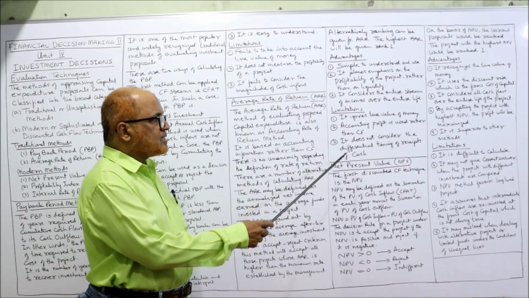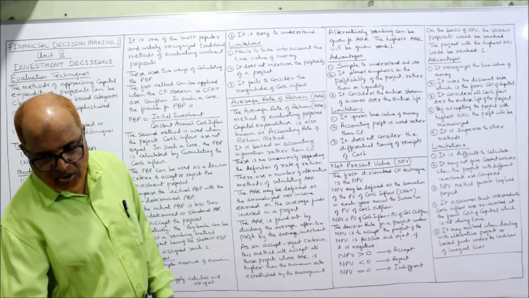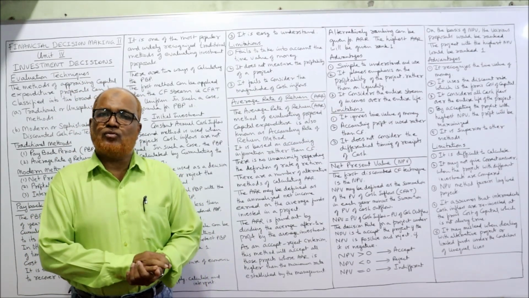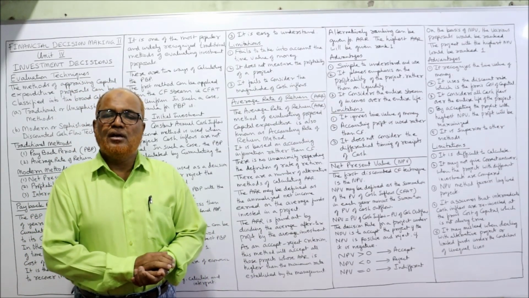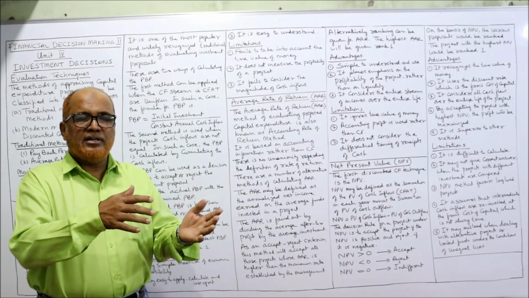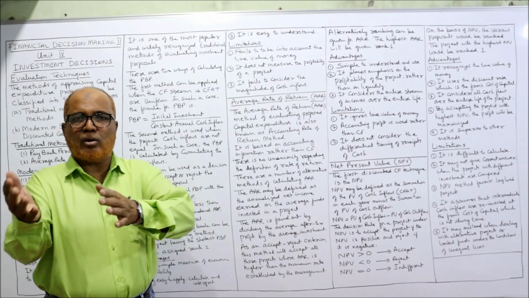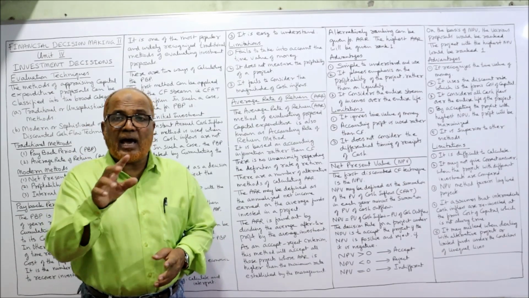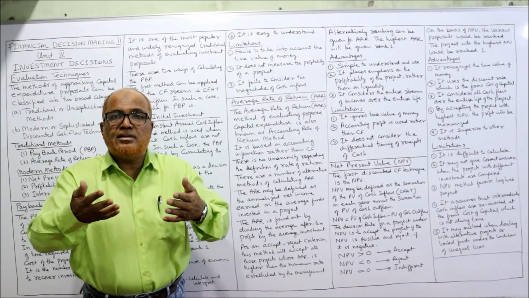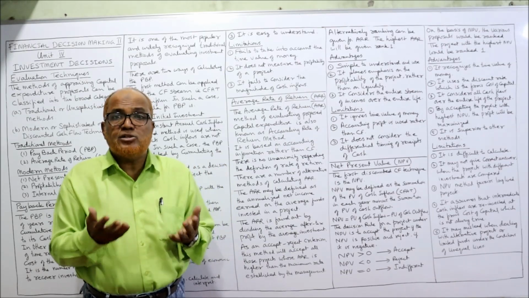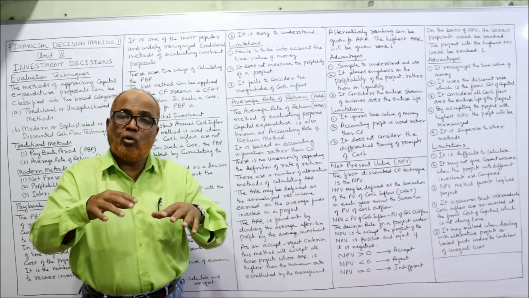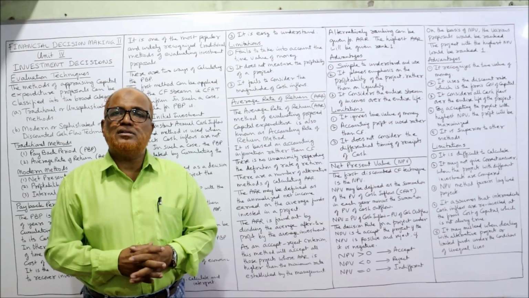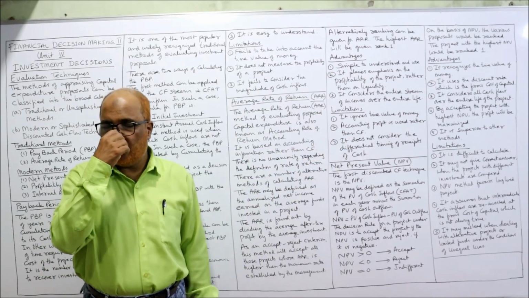Last one, it does not consider the differential timing of receipt of cash. It does not consider the magnitude of cash flows, magnitude of returns. It will consider that whether more return we get in the earlier years or more return we get in the later years does not make any difference. But in reality, if we get more returns in earlier years, it is better than getting more returns later. That means magnitude of returns are not considered in ARR.